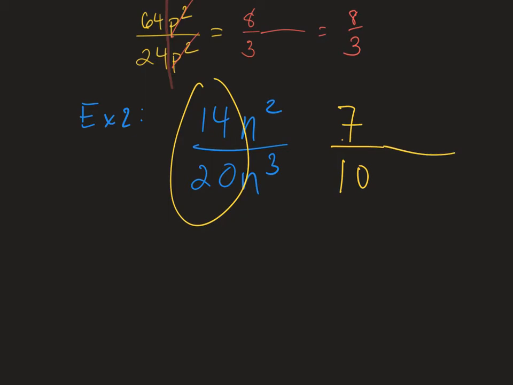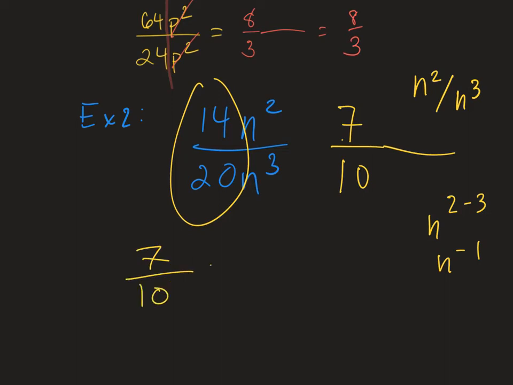And n squared divided by n to the third: if you remember your rules, it's n to the 2 minus 3, which gives you n to the negative 1. So it's going to be 7/10 n to the negative 1. But since it's a negative, it goes to the bottom, so it's going to be 7 over 10n. Okay, and that's your answer.